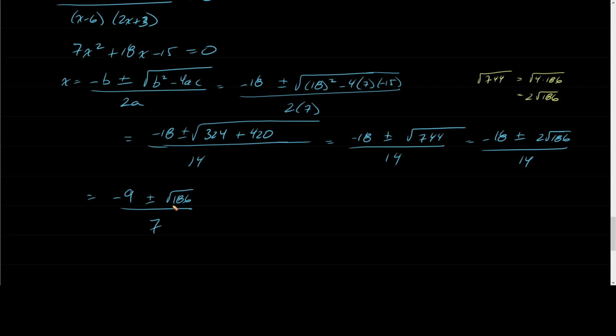It's almost 14, right? But the thing is, we want to use this as test points. So what we're going to look at is, well, this gives us a positive or a negative version, right? So negative 9 plus the square root of 186 over 7 is going to be about 0.6626, all right? And the negative version, negative 9 minus the square root of 186 over 7 is going to be about negative 3.234, all right? Now we want those just so that we can test around them, right?